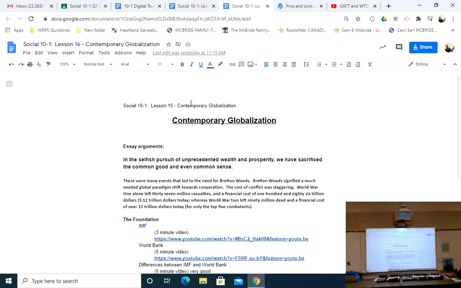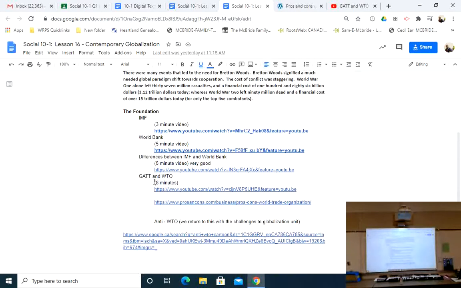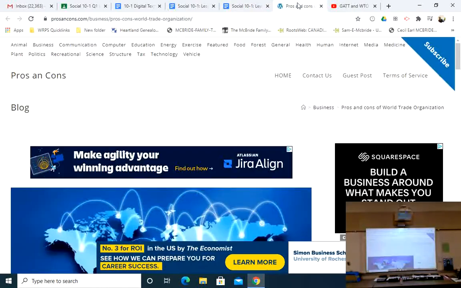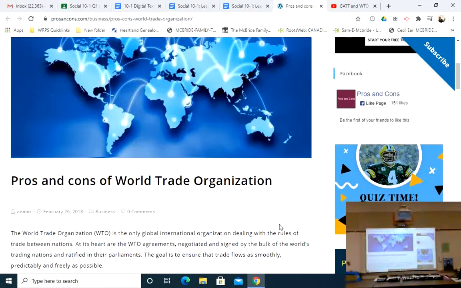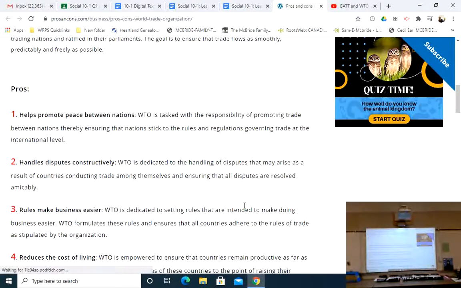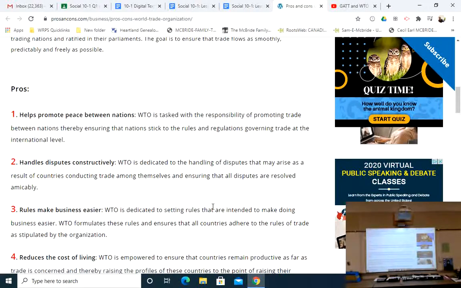So here's our lesson from yesterday, lesson 15. It says 16 up here, so I'm guessing it's probably actually 16. In our lesson, there are links to some information about GATT and WTO at the bottom here, and some links to those pictures of anti-WTO protesters we'll get to. One of the links is a website that has a nice list of pros and cons of the WTO. So to make a long story short, what is GATT?